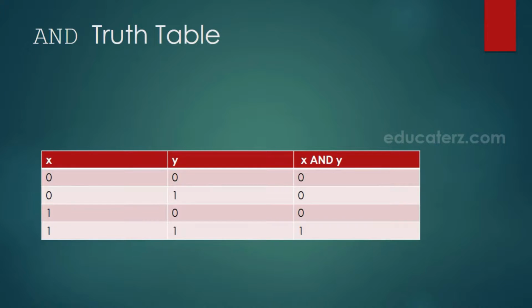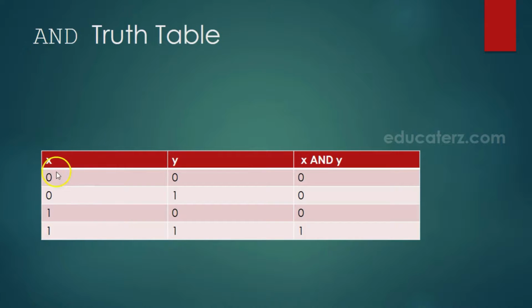And the truth table. Say we have two components x and y, and the result is x AND y. Suppose x is 0 and y is also 0, x AND y returns 0. Similarly, x is 0 and y is 1, x AND y returns 0. X is 1 and y is 0, x AND y returns 0. And x is 1 and y is 1, x AND y returns 1. So 0 indicates false, 1 indicates true.